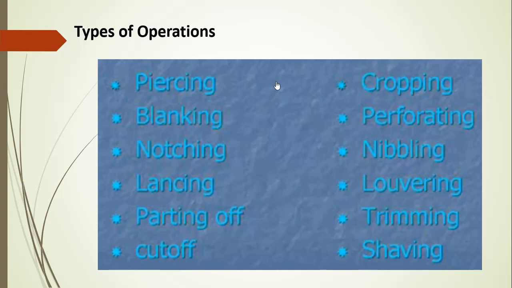Then a very important part, that is types of operation. These are the different operations available during your press design or draw design. Number one, we call it piercing or punching operation. Second, blanking operation. Third, notching. Fourth, lancing. Fifth, parting off. Sixth, cut off. Seventh, cropping operation. Eighth, perforating operation. Then nibbling operation, lowering operation, trimming operation, and the shaving operation.